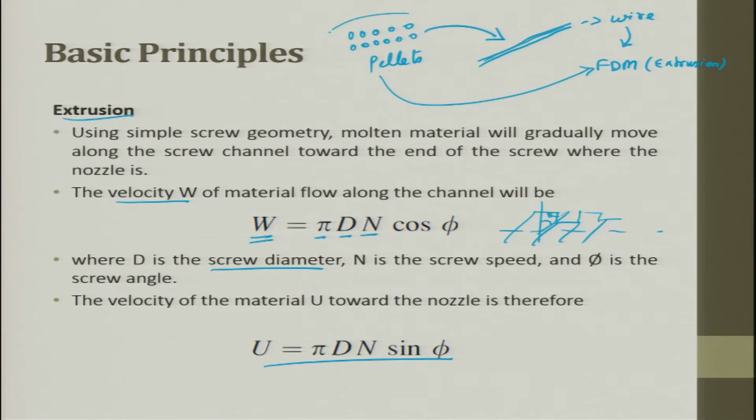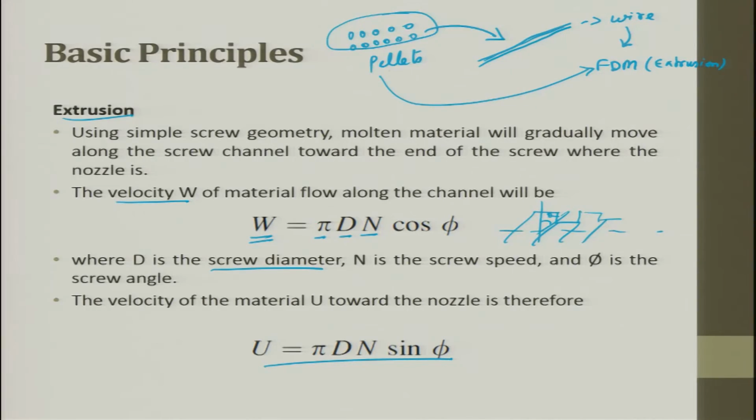So, the starting material for FDM today, people are thinking, why don't we use pellets itself? This will reduce one process, and when we start using pellets and go directly to FDM, the resolution of the objects can be improved. So, people have started directly using these pellets instead of the spool feeding nozzle and other things.